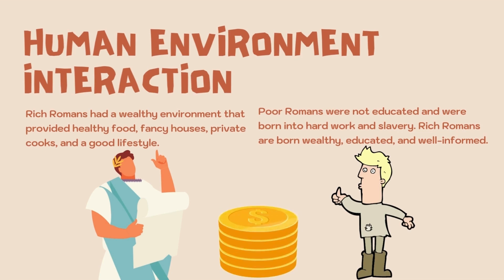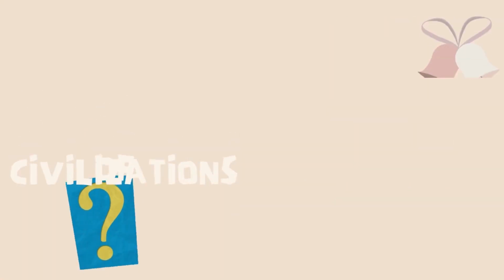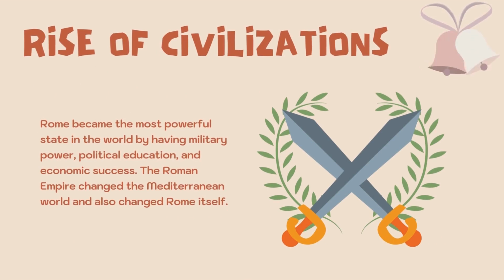Poor Romans were not educated and were born into hard work and slavery. Now let's take a look at the rise of civilizations during the Roman Empire. Rome became the most powerful state in the world by having military power, political education, and economic success.